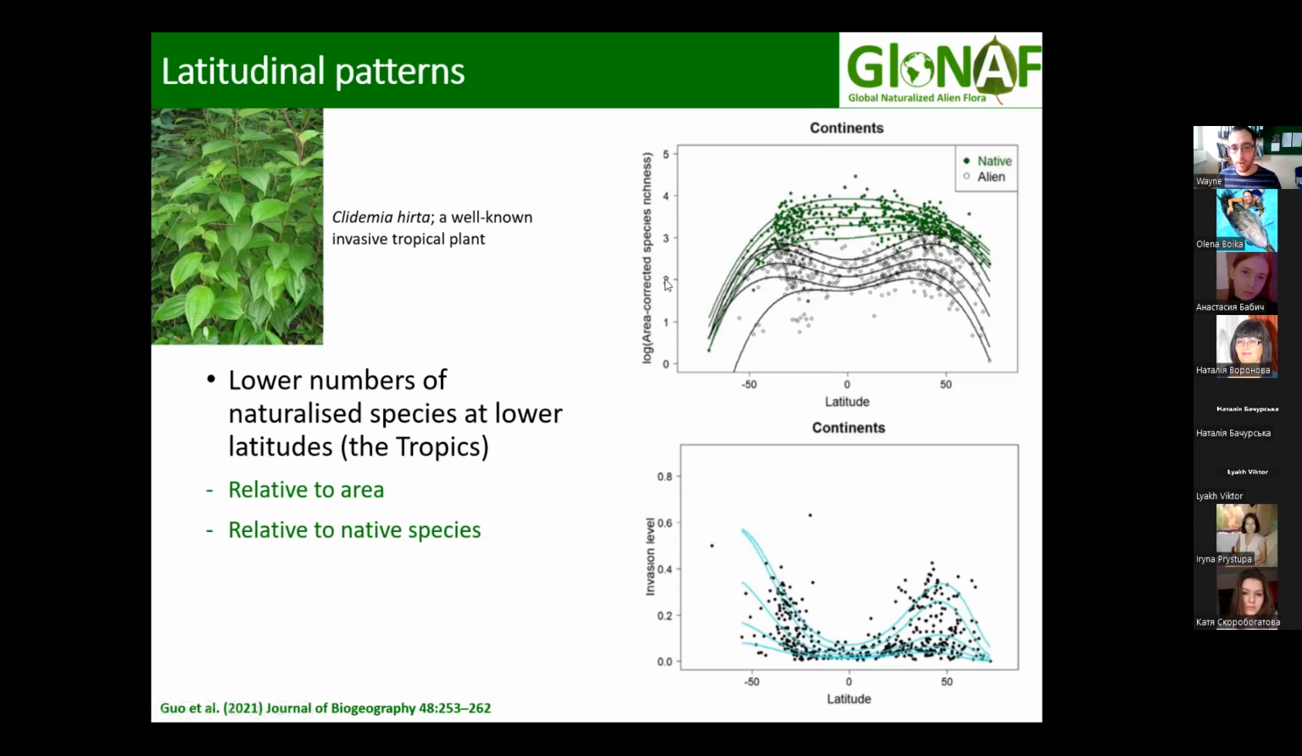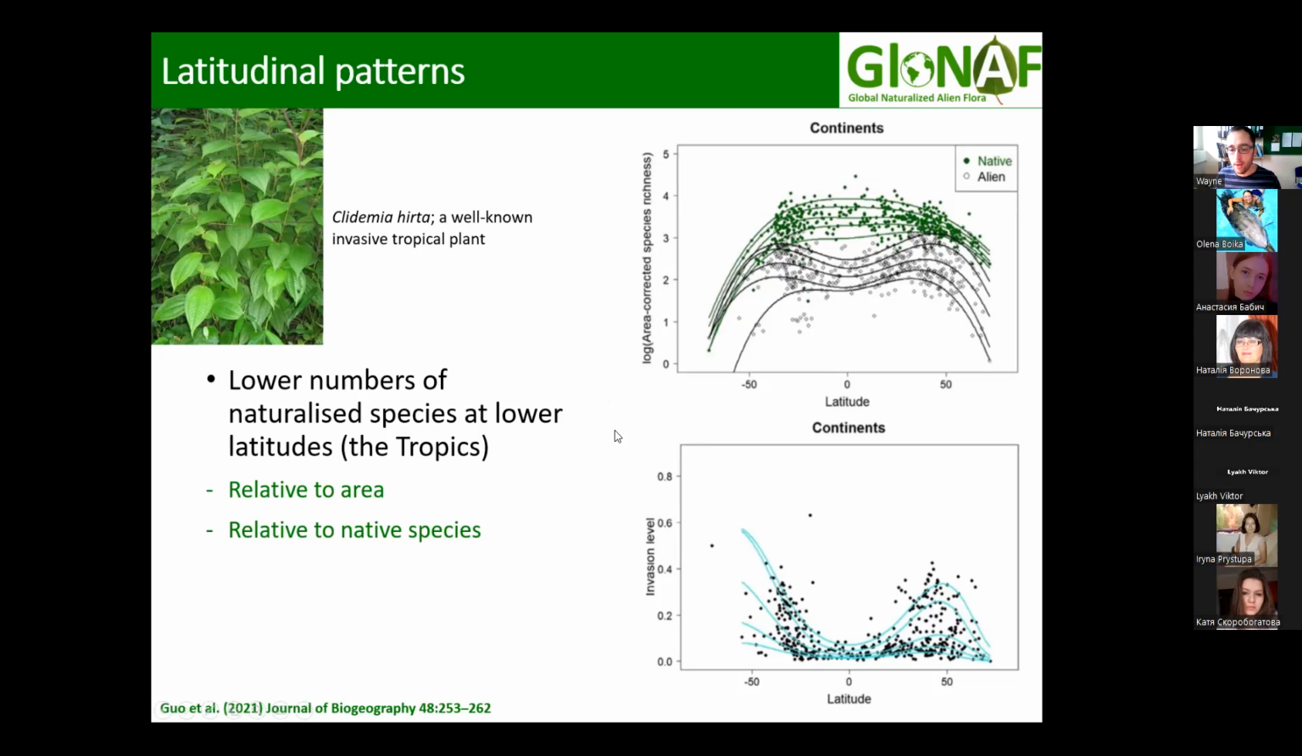And in the top right-hand figure here, you can see the number of native plant species in regions in relation to latitude, correcting for the area of different regions. And you can see that hump-shaped relationship quite nicely on continents with peak richness at around about the equator. But if we look at the alien or the introduced plant species, we see there's a bit of a dip in the equator. So it seems that once we correct for area, in the tropics, we tend to have fewer introduced plant species compared to in the temperate regions either side of the equatorial belt.